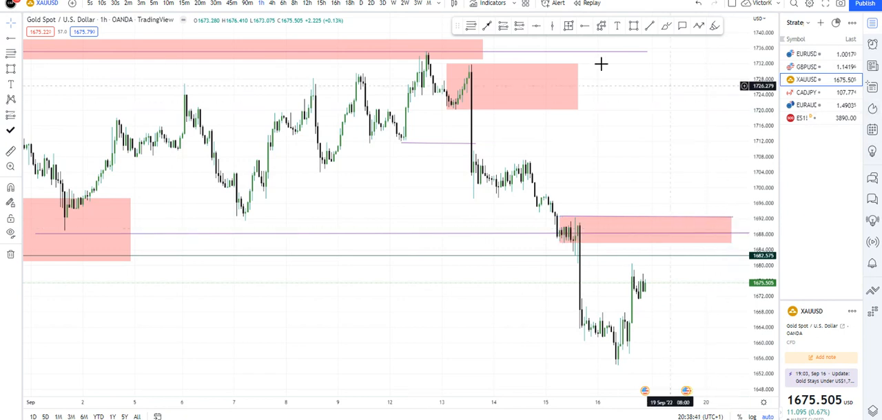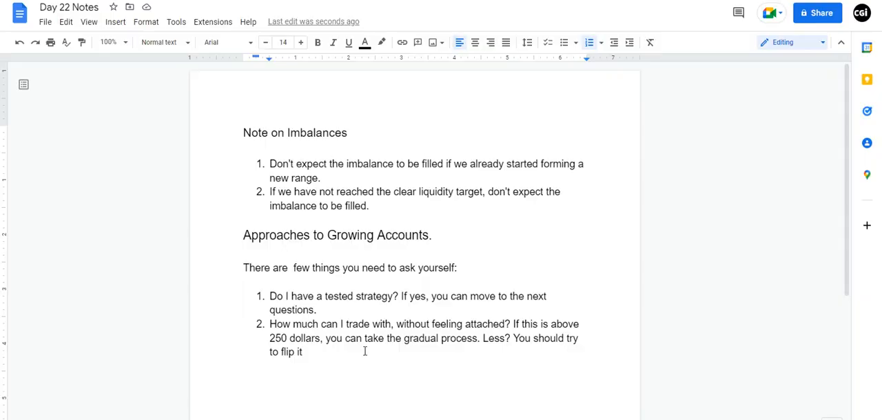So if you have a smaller account, you should try the flipping method. But first of all, you must have a strategy that works at least in your demo account pretty well. So yeah, on to the next thing.